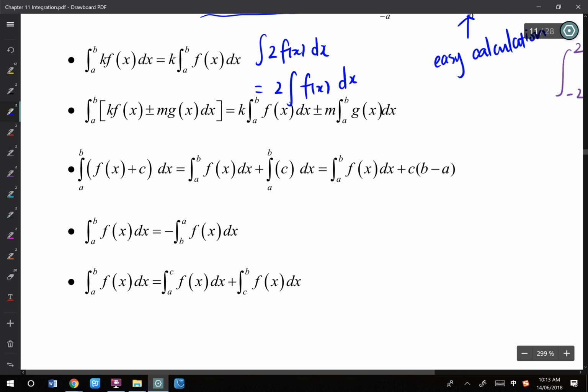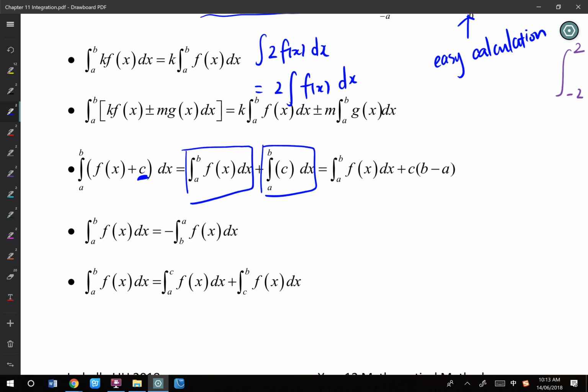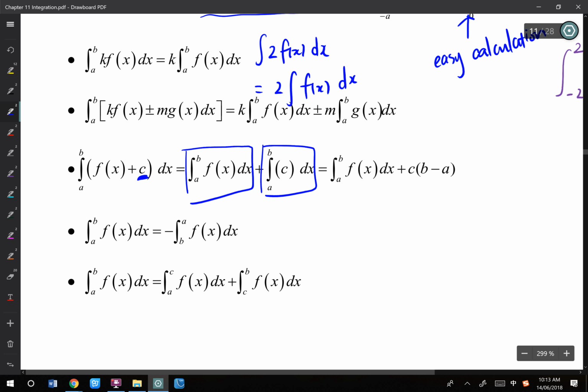Okay, so the next one, if we add some constant at the back, it's not really something we need to say as a property. We can just get that done by ourselves. So you can say it's the integral of f(x) plus the integral of the constant c. The integral of constant c will be cx. Integral of 2 becomes 2x. Integral of 4 gets 4x. And now we sub in: cx from a to b will be cb minus ca, and that's just c(b minus a).